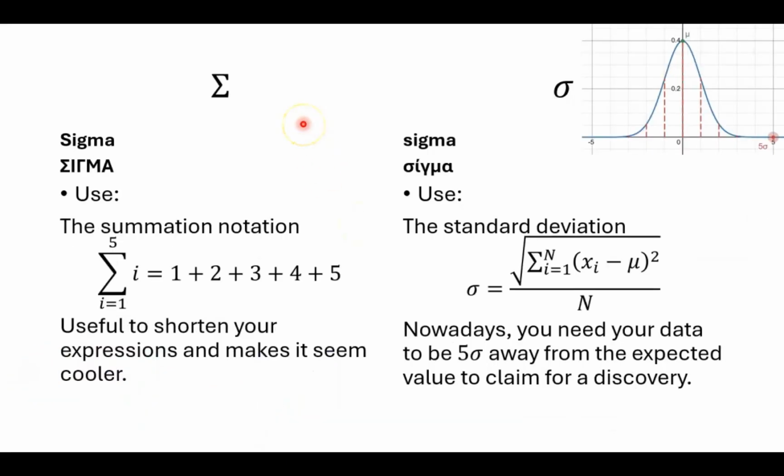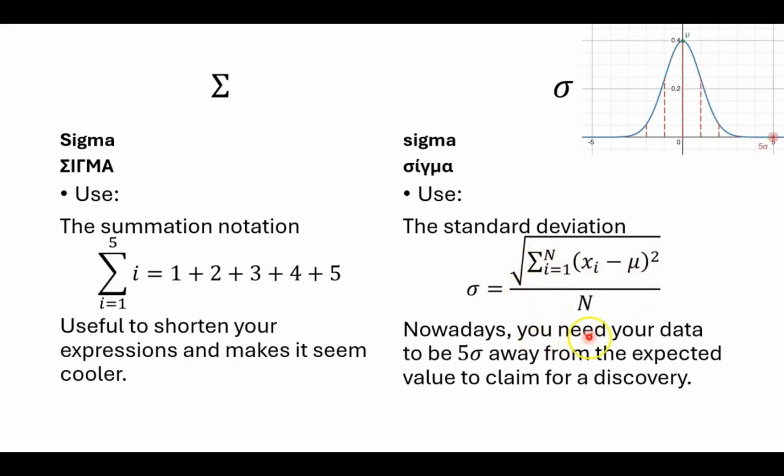The next one is sigma. The uppercase, the square-looking one, is used for the summation notation. It just means substitute the value of the i in here and add them all up. It's useful to shorten expressions and makes them seem cooler. The lowercase one is used to represent the standard deviation. It's a complicated looking formula, but you use a calculator to do it for you anyway.